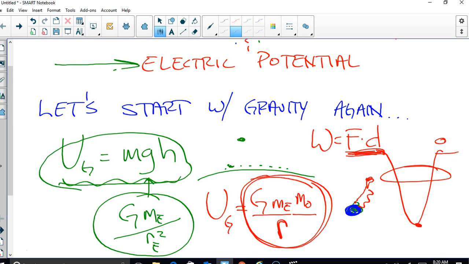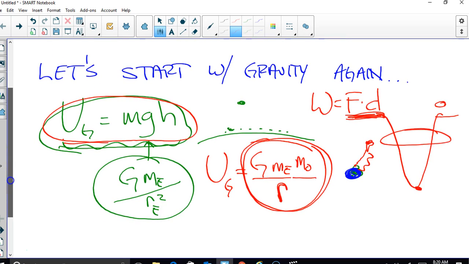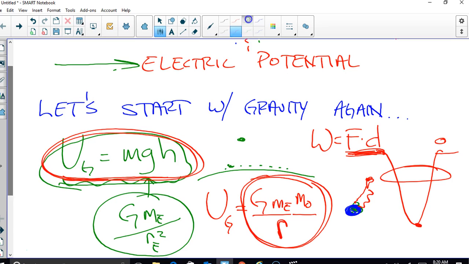So gravitational potential energy, like I said, it gets more complicated. This is true, but I can still look at it like this right now and make sense of things. For electricity, by the way, it's this same formula.